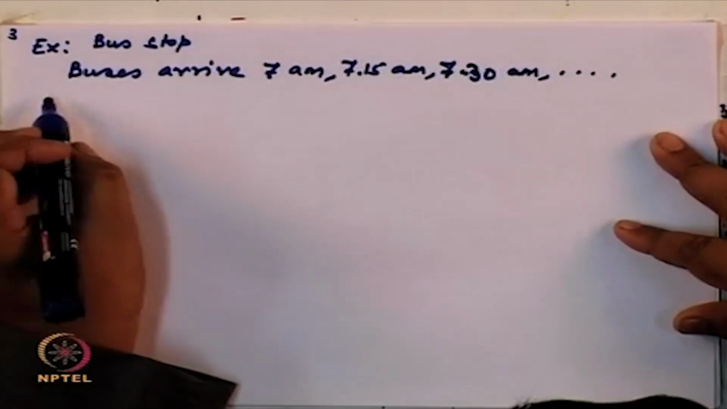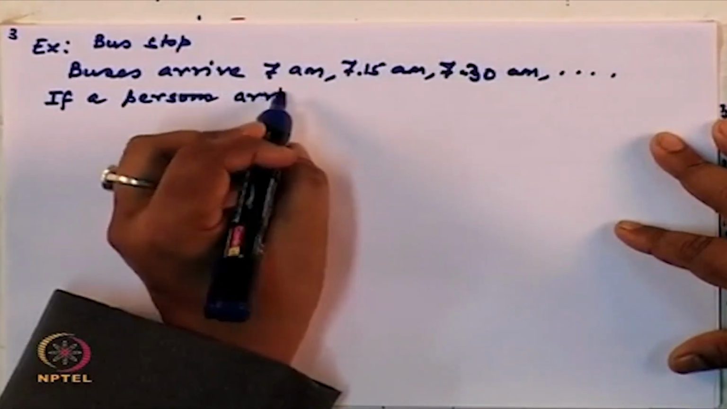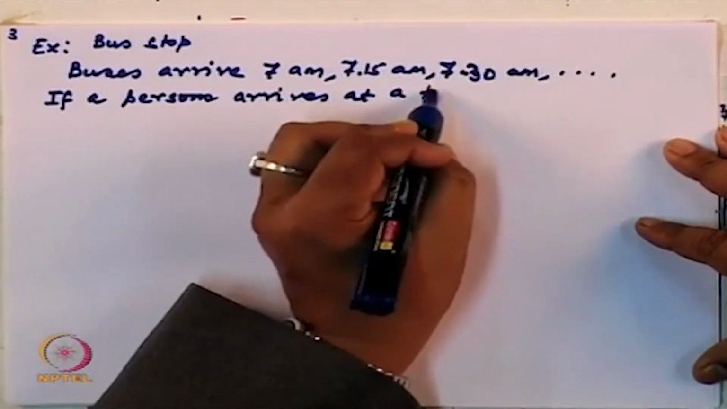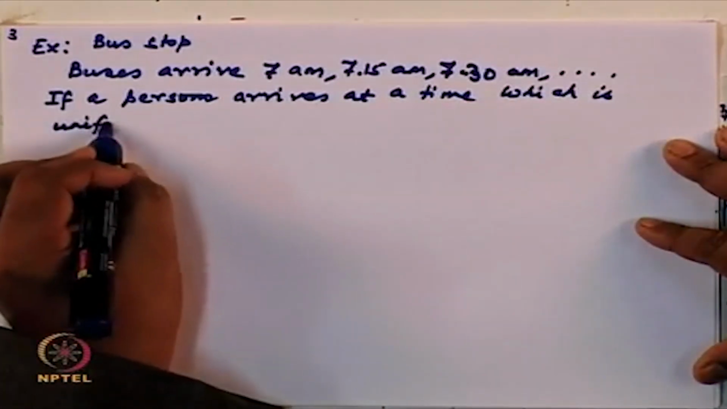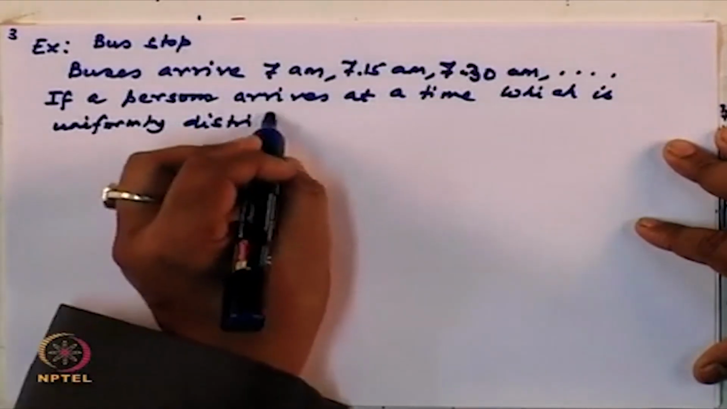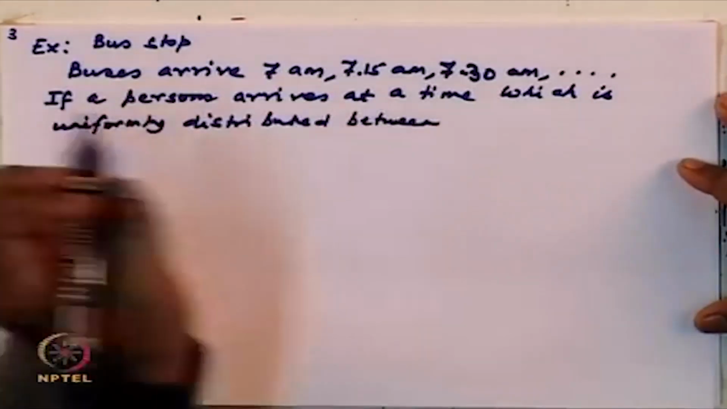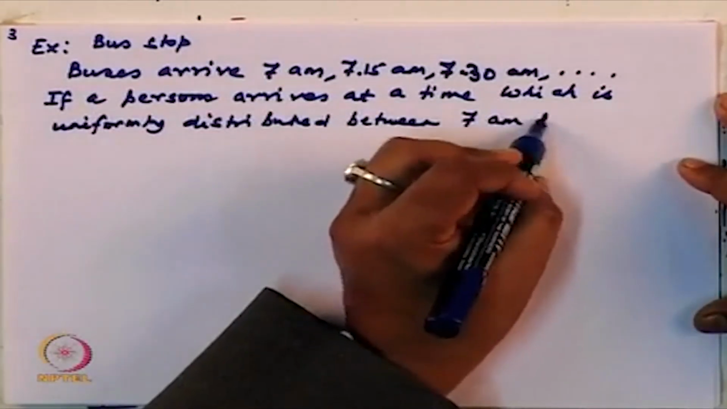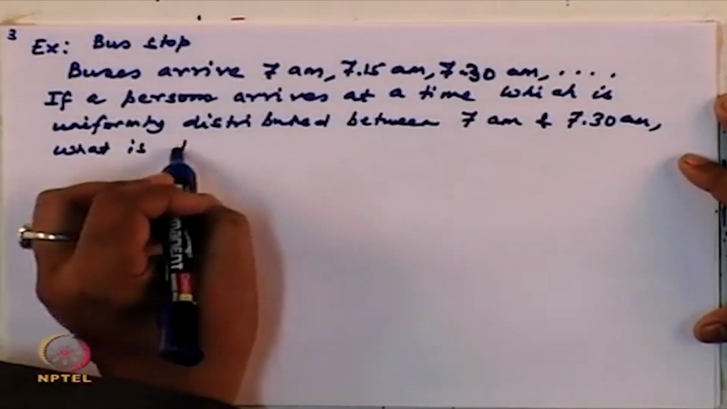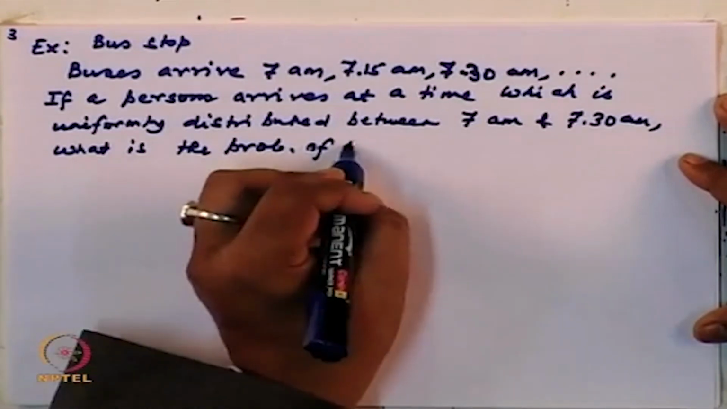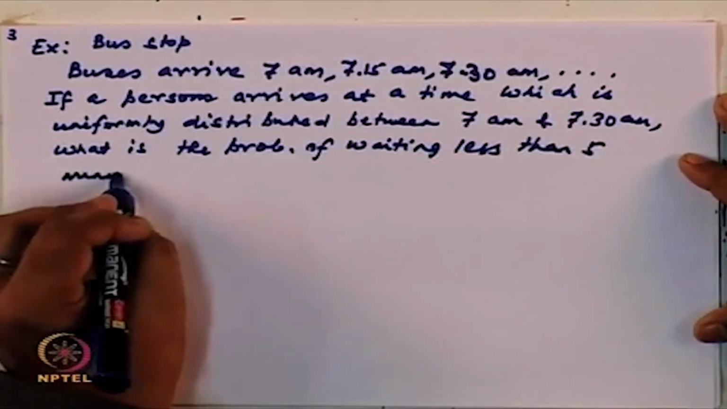So, the question is: if a person arrives at a time which is uniformly distributed between 7 a.m. and 7:30 a.m., what is the probability of waiting less than 5 minutes?